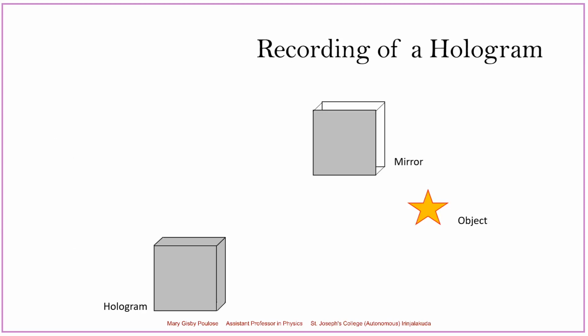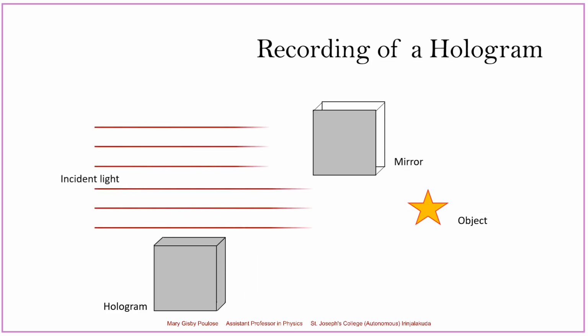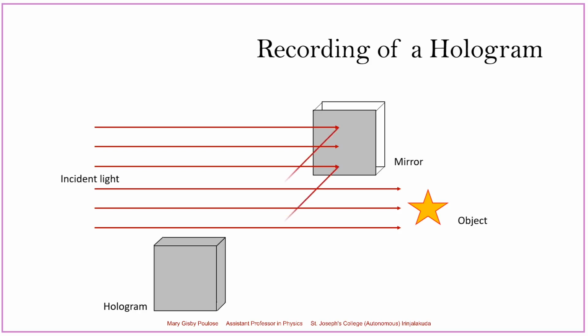Now, in recording of a hologram, we have coherent light falling upon a mirror and an object. So the incident light is coherent. Usually laser light sources are used, and light is made to fall upon a mirror and an object. Thus, light gets reflected from the mirror and it will fall onto a photographic plate or a hologram, a recording medium. Light is also reflected from the object.